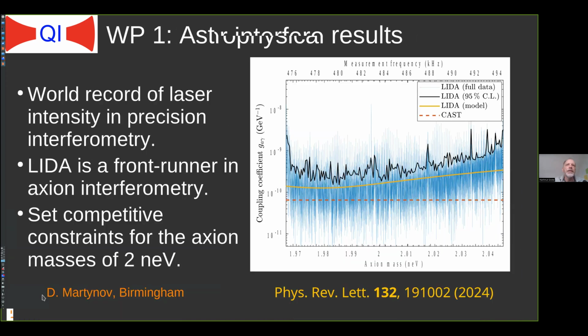And so this already works quite well. With this, we could set upper limits that, they're not new, but they get very close to existing upper limits from the CAST experiment at about a mass of 2 nano electron volts. So it nicely demonstrates this new principle in a tabletop axion search experiment with laser interferometry. There exist 2 other ones as well, one in Tokyo and one at MIT.